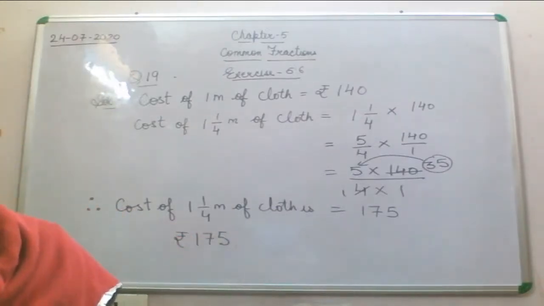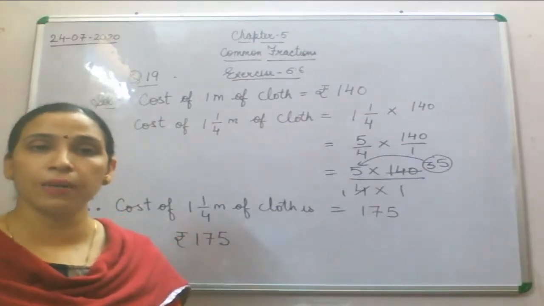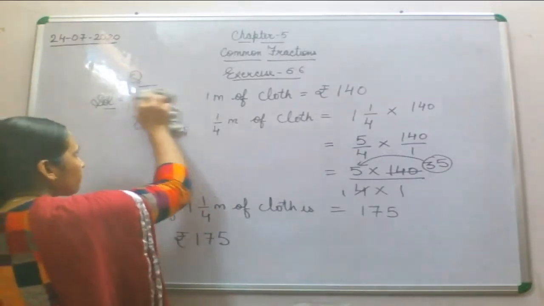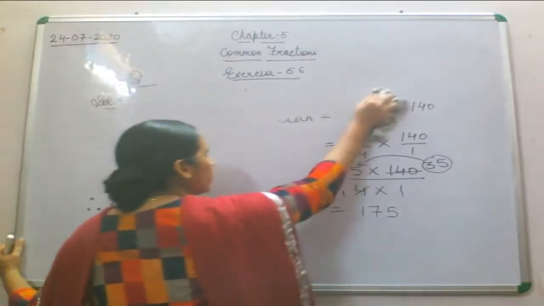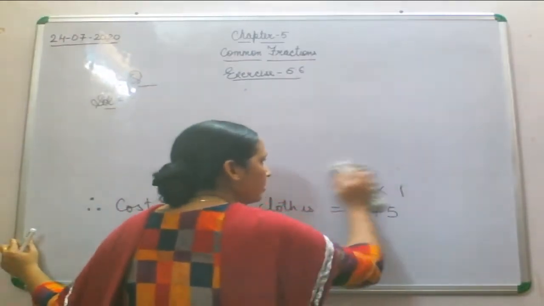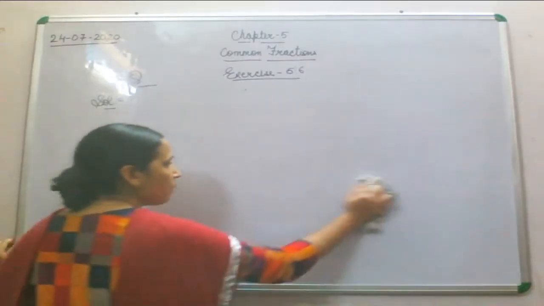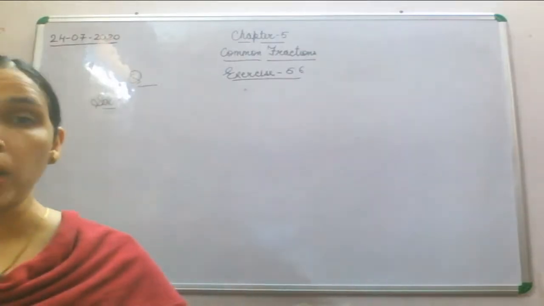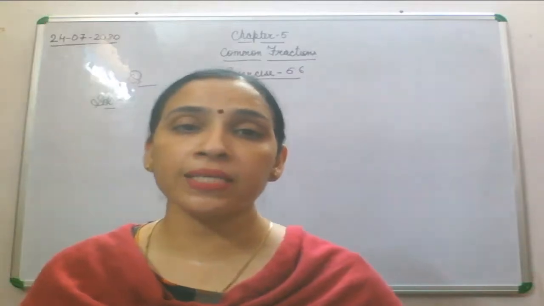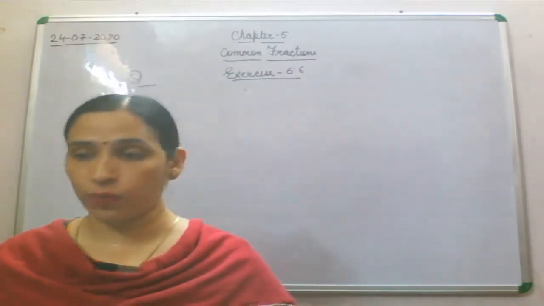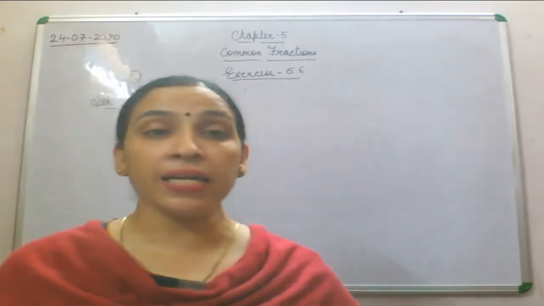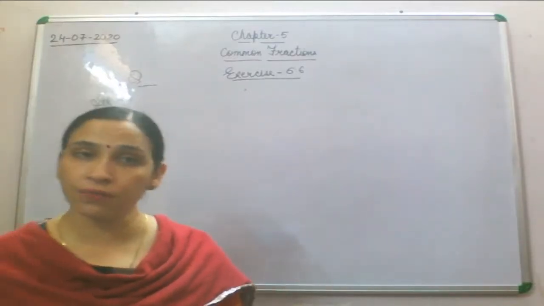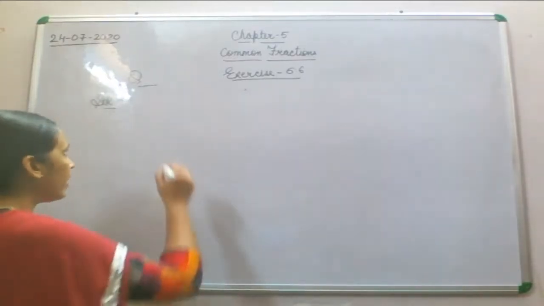Now next, children, we will start with our next question, question number 20. Let's find out how we will do question number 20. First of all, I'll read out the question and I'll make you understand what the question is, and then we will start with question number 20. So what is that? Question number 20 is, if 1 kg of potatoes costs rupees 16, find the cost of 3 by 4 kg of potatoes. Now again that kind of question, like question number 19.